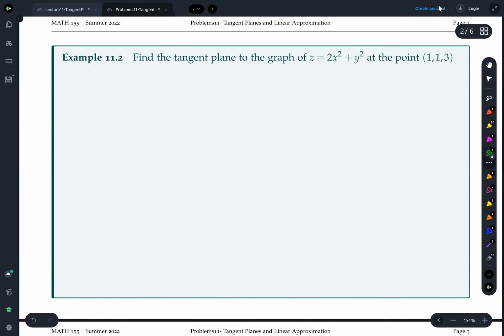Excellent. So find the tangent plane to this graph, z equals 2x squared plus y squared, at the point (1, 1, 3). What you first want to do is let f(x, y) equal this function, 2x squared plus y squared. Can anyone tell me what is one of the next steps we can take? There's a couple of different routes you can start by.